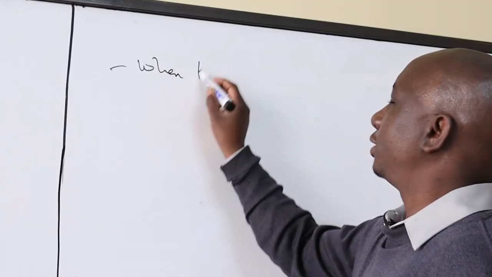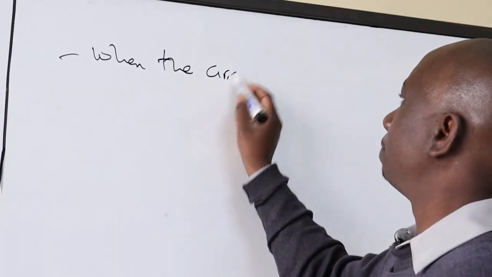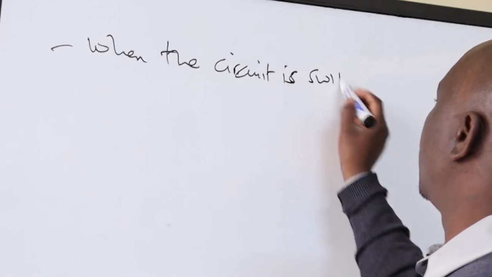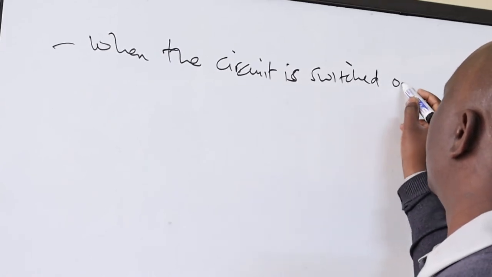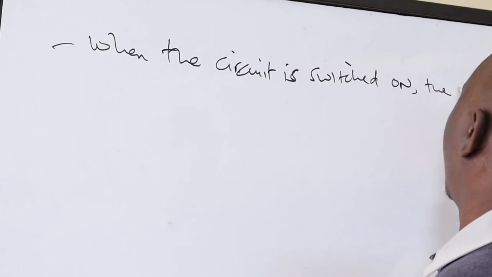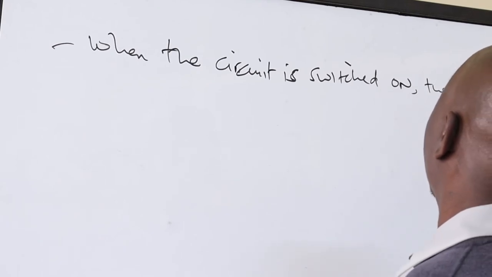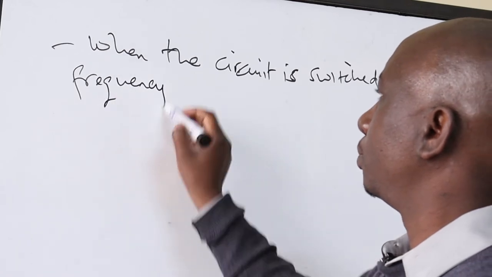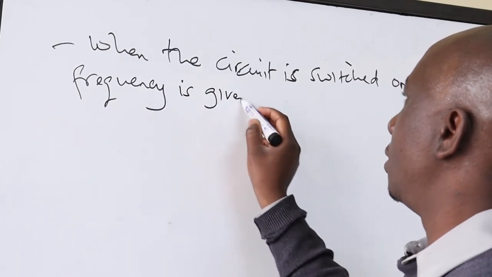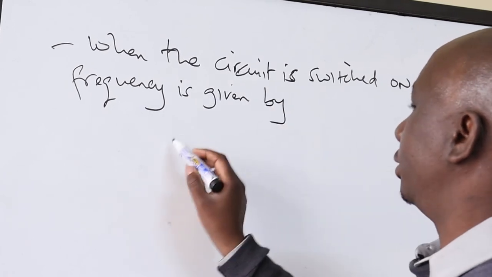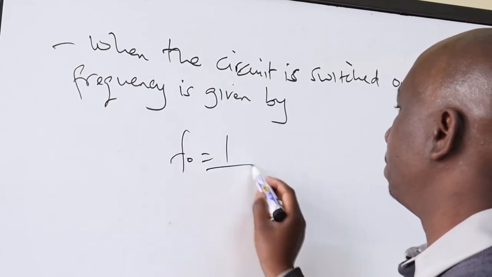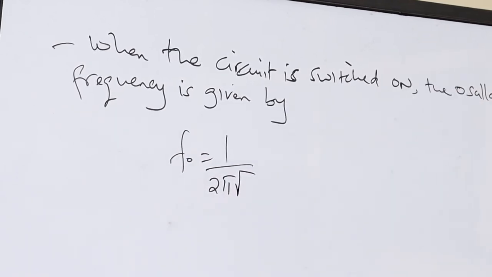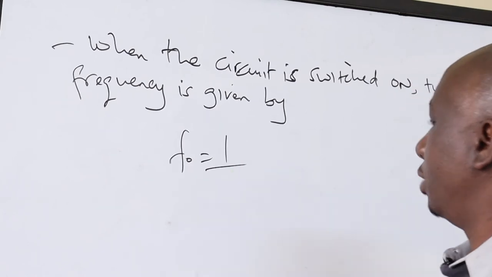So when the circuit is switched on, the oscillation frequency is given by the formula shown.